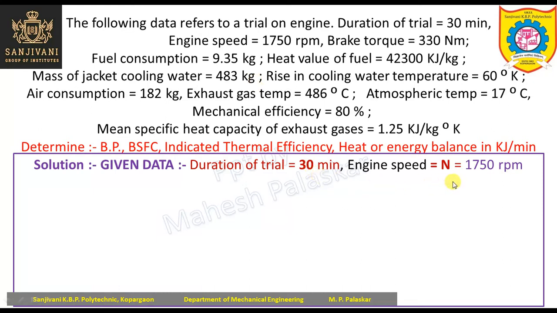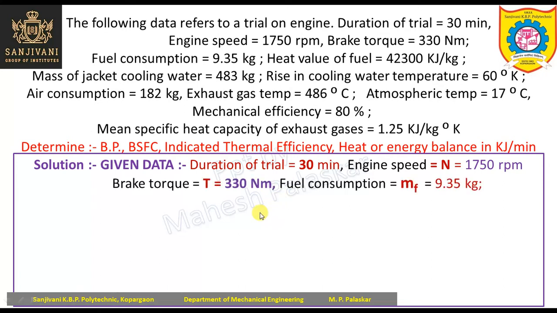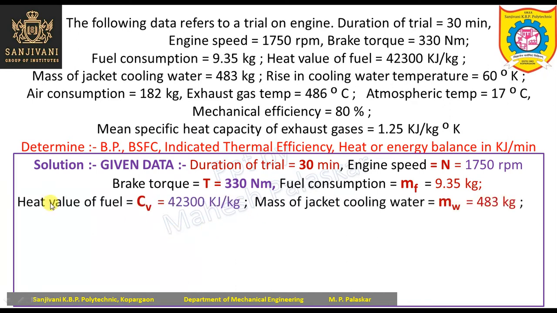The engine speed throughout the trial is 1750 rpm. The brake torque is 330 Newton meter. The fuel consumption is 9.35 kg. The calorific value or the heat value of the fuel, it is denoted as CV, that is 42300 kilojoule per kg. So now we are writing down the notations.